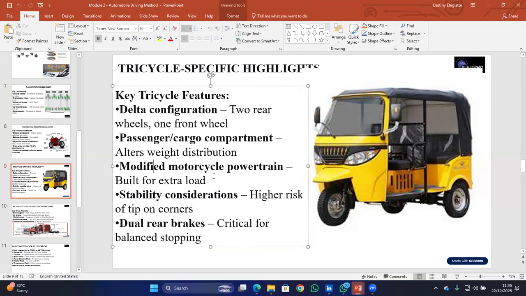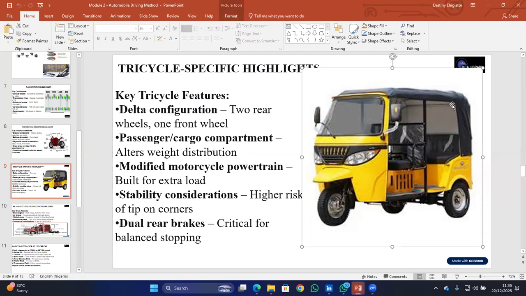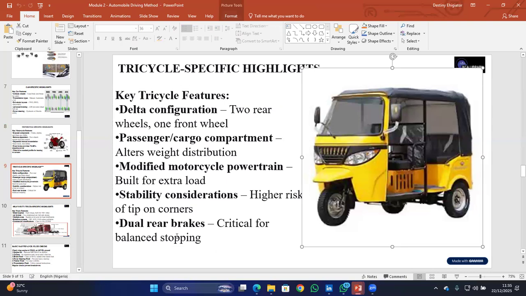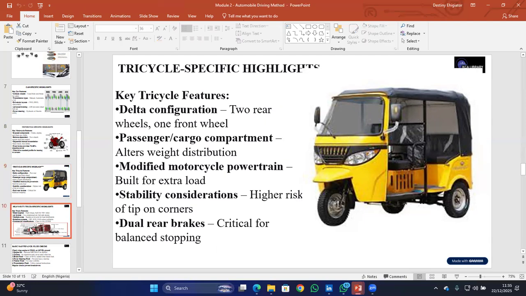Then you have the modified motorcycle powertrain. It's built for extra loads at the back here. Then you have stability consideration, with a higher risk of tipping in corners. This is stability. Then you have the dual rail brakes, inside. It's critical for balanced stopping.